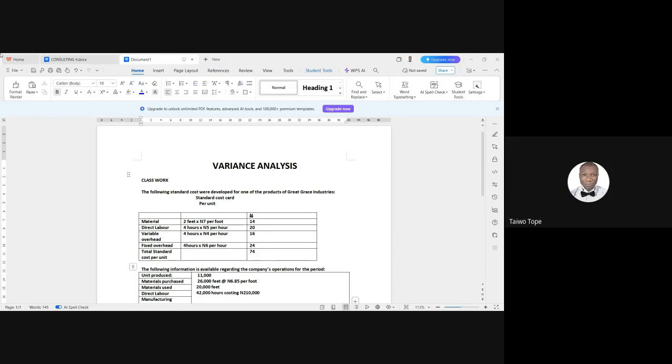Still under labor, we can have the labor efficiency variance. When we talk about efficiency, what are the key words there? What is the subject matter of efficiency? Efficiency variance, talk about quantity.